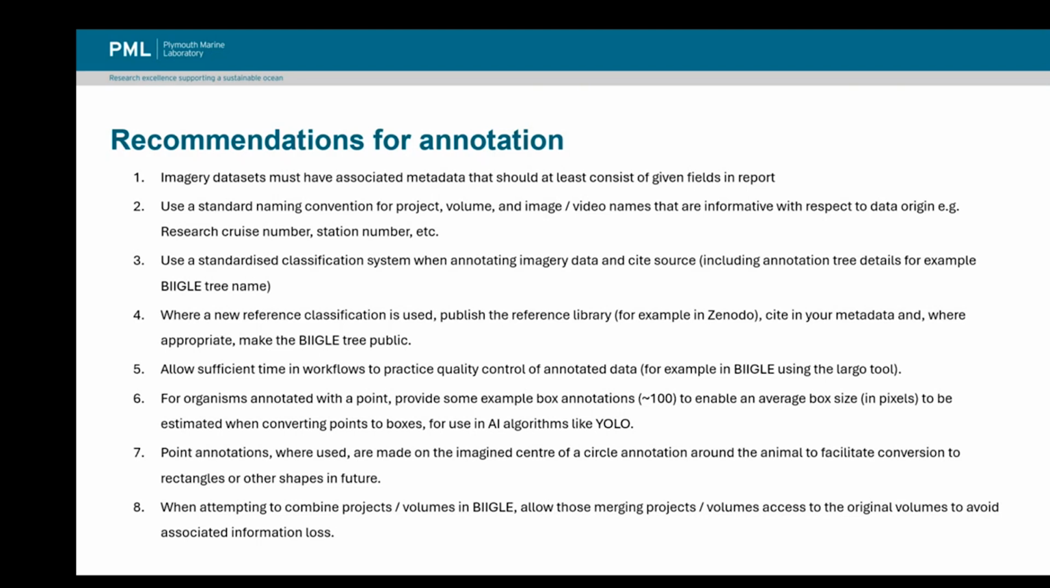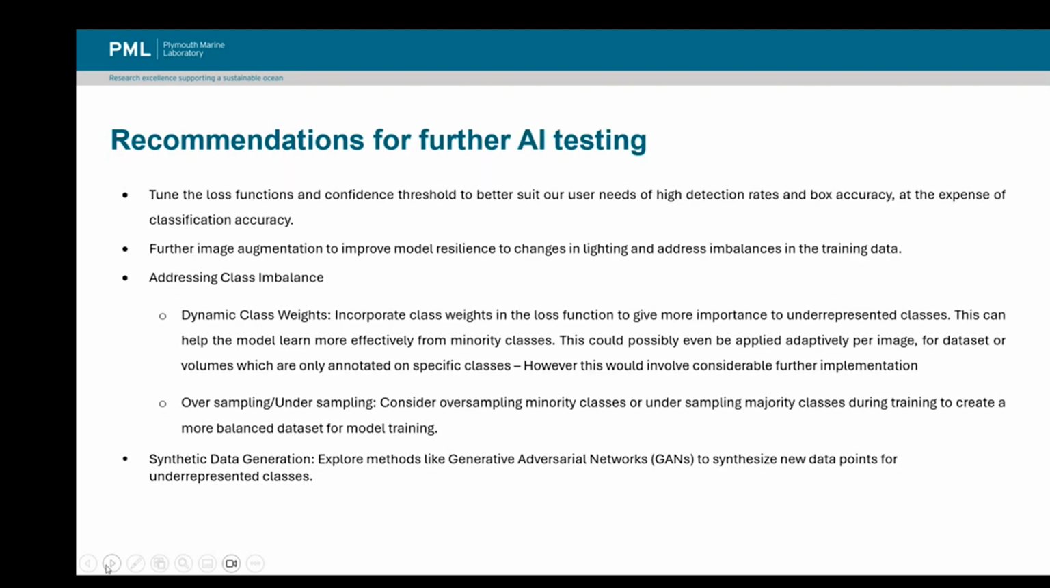When attempting to combine projects in Beagle, if you're going to do this again, it'd be really helpful if the person who's merging things together in Beagle has access to the original volumes, because that would help to save time. There's lots of things we can do with AI. As I said, this was a pilot and we used an off-the-shelf YOLO. We used YOLO version 8. There wasn't time to clean the training data set properly.